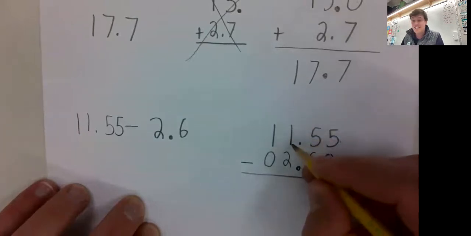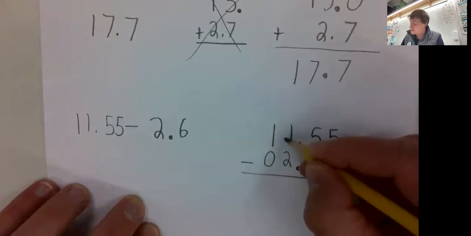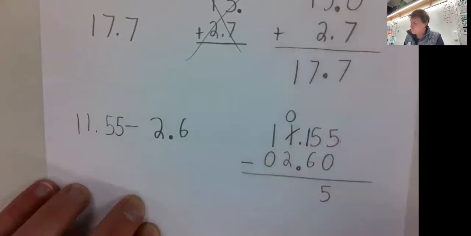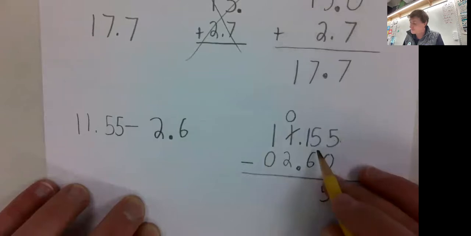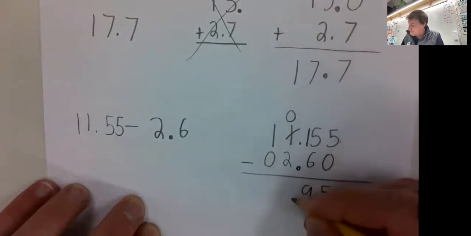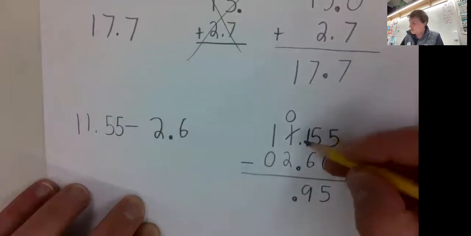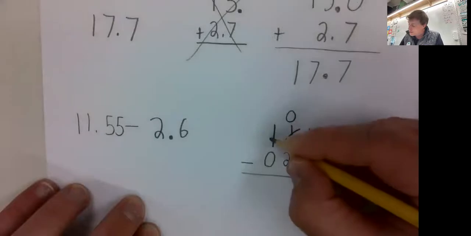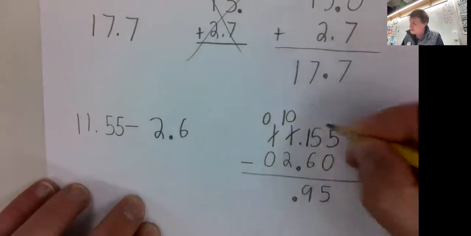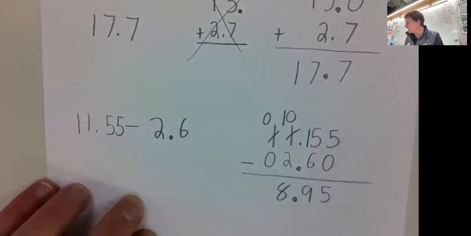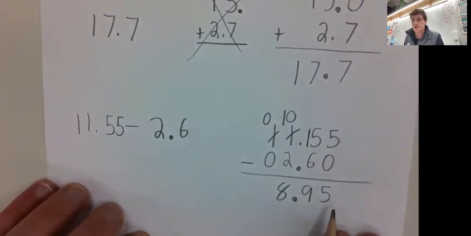Go over 1, just like you would with regular whole number subtraction. That 1 turns into a 0, and the 1 gets bumped up over here to the 5, making 15. Now I can take 6 away from 15. My answer is 9. My decimal point falls right below it where it is in the problem. I can't take 2 away from 0 now, so I need to do another round of borrowing. That turns into a 10. 10 minus 2 is 8. And here is my answer, 8 and 95 hundredths.